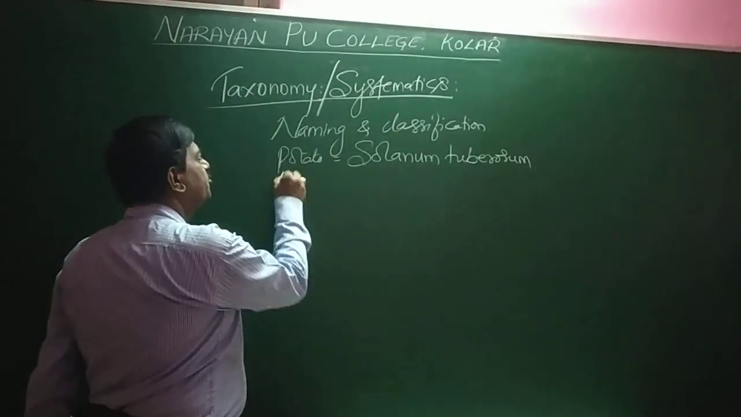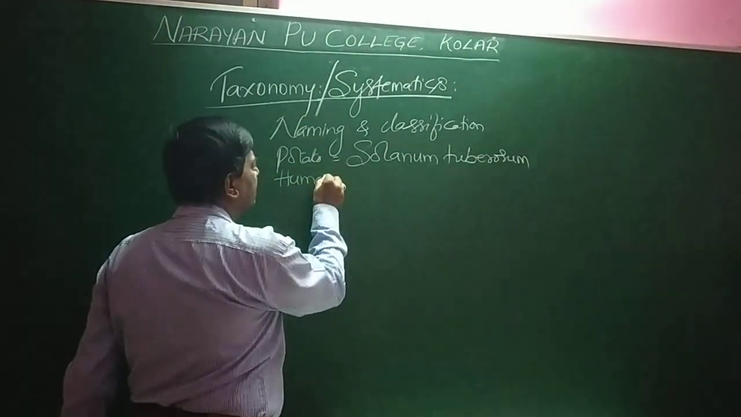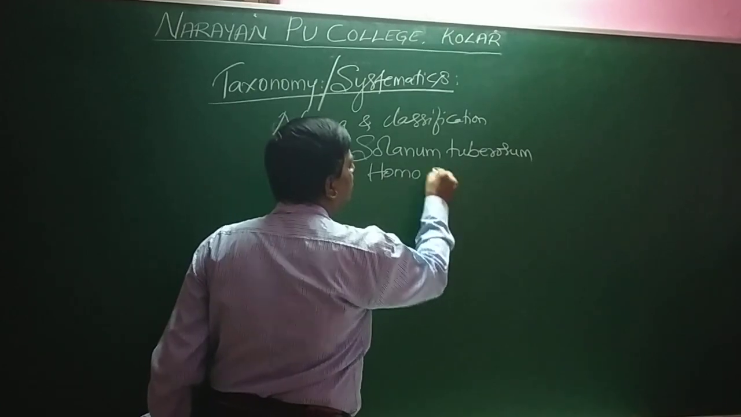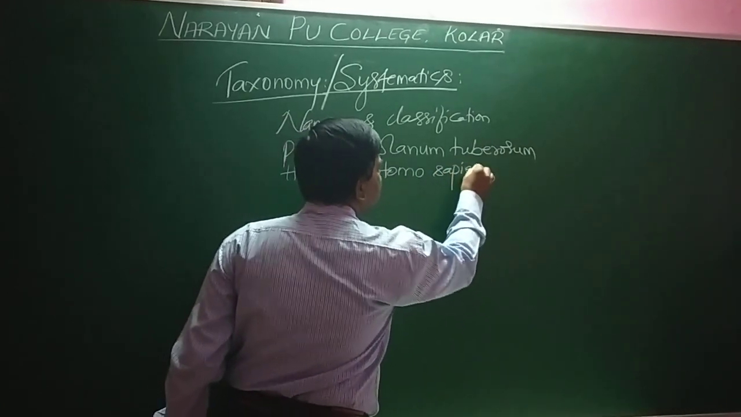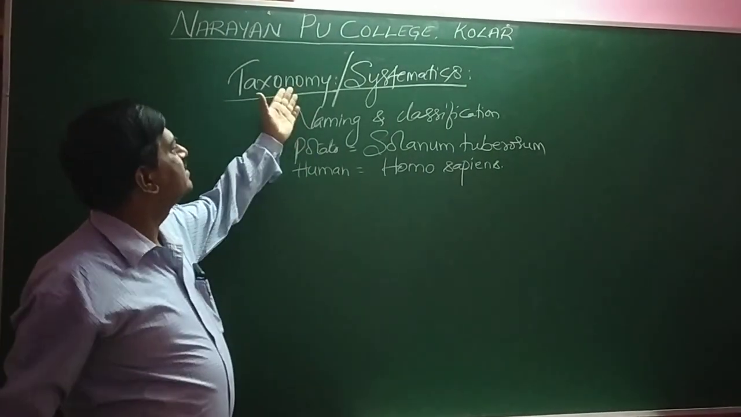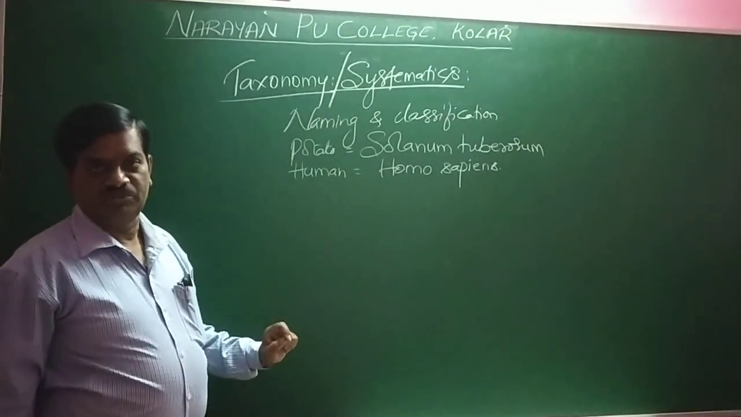So we'll go for humans. Human is called Homo sapiens. So like this, we are going to classify an organism, so it comes under taxonomy.